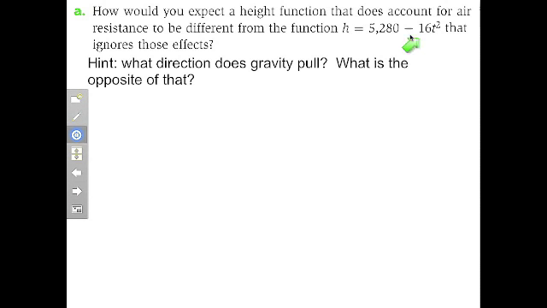Air resistance, of course, would slow down the pumpkin, meaning that as t, the time, increases, the height would not be dropping as much. So the opposite of down, of course, is up. So this height equation, if it was going to account for air resistance, this negative 16 would be a lower number. As t increased, the height would not change in the downward direction as much.